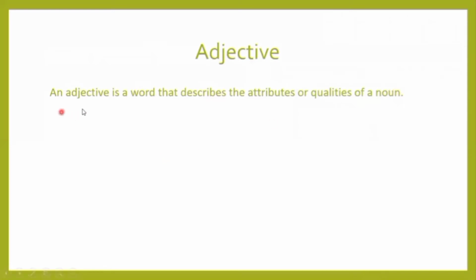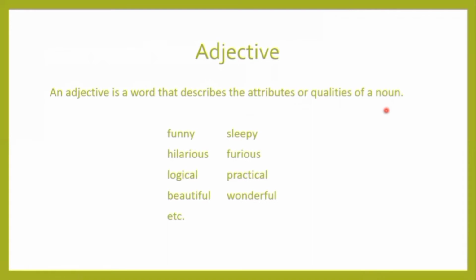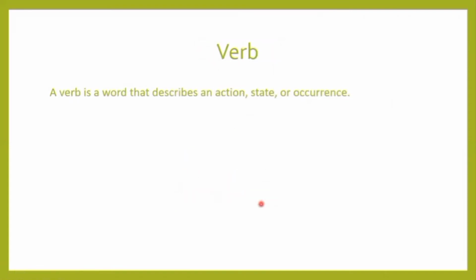The third one, adjective. An adjective is a word that describes the attributes or qualities of a noun. You may think of words like funny, sleepy, hilarious, furious, logical, practical, beautiful, wonderful, and many others, which of course I cannot list here.